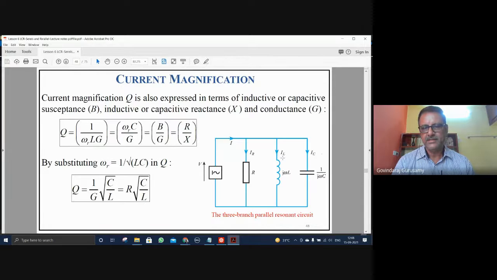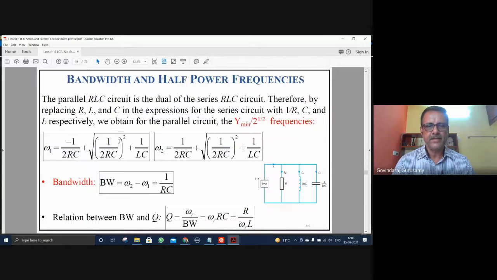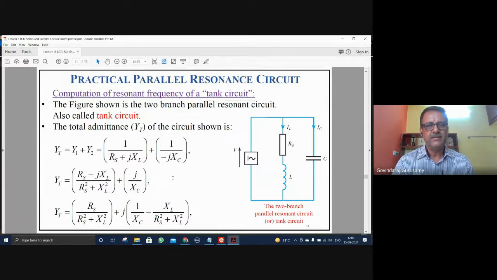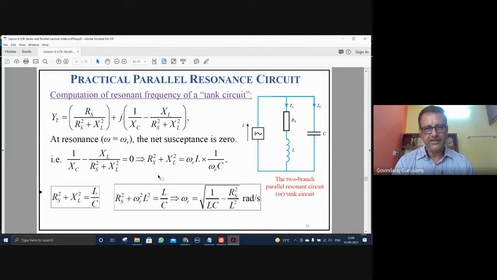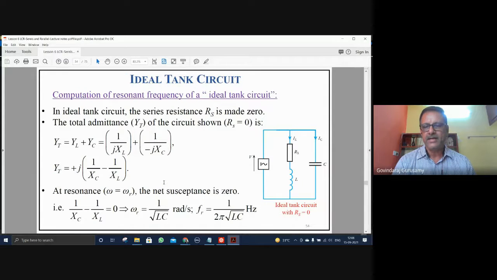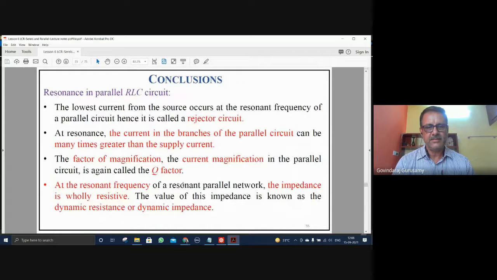You can see all of them are in parallel. Current magnification, bandwidth and other representations. Practical parallel LC circuits: see, this one C will be on the other side of it, then match it and repeat the whole thing. What is happening can also be studied. Ideal tank circuits: there are some conclusions. When you read the conclusion, you'll find something interesting. You understand more: this is a rejector circuit, and the other is an acceptor circuit.